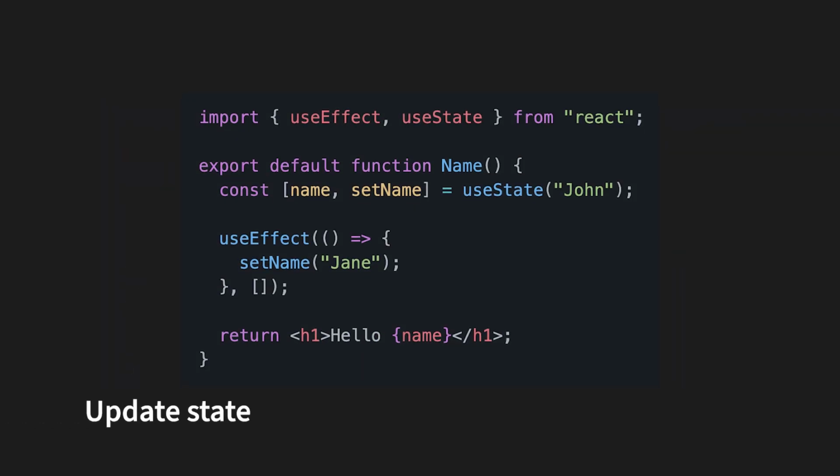Let's dive into updating state in both React and Angular. In the React example, we start with the name state initialized to John using useState. Then, with useEffect, which runs once when the component mounts, we call setName to update the value to Jane. This change triggers a re-render, so your component now displays Hello Jane.